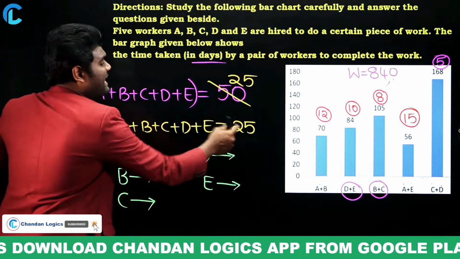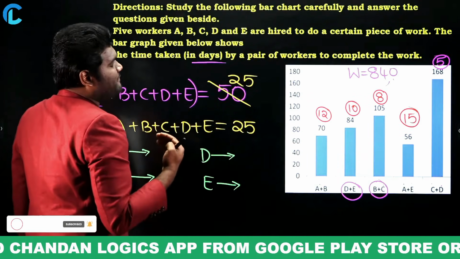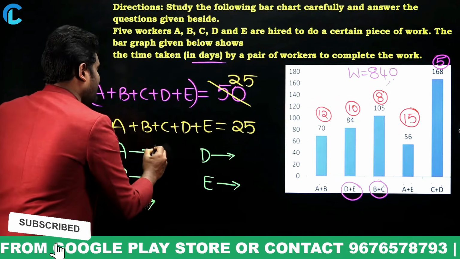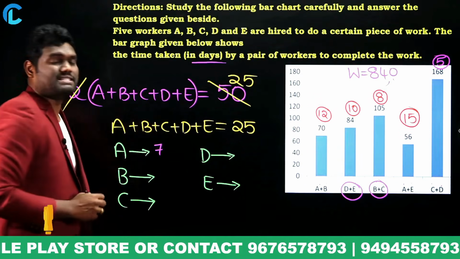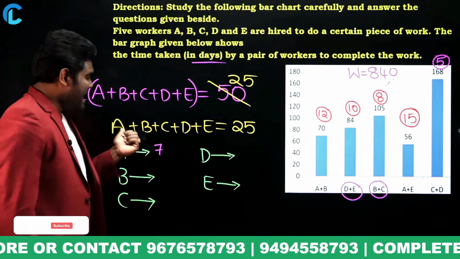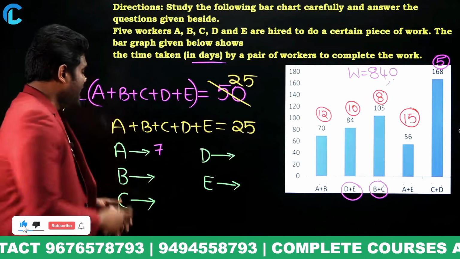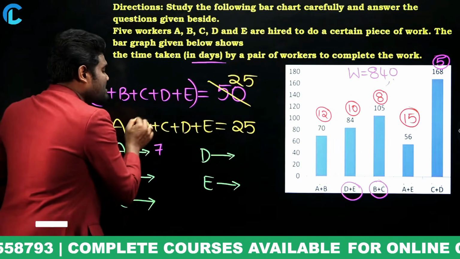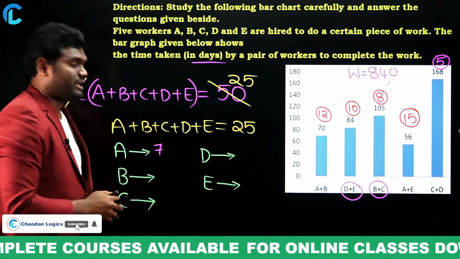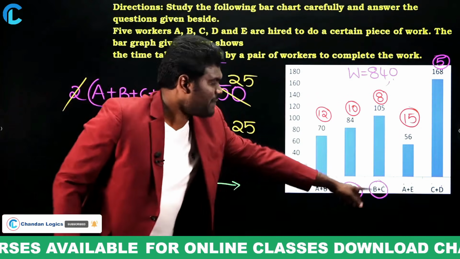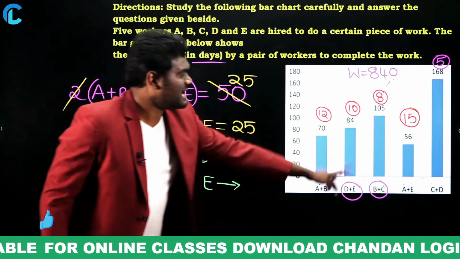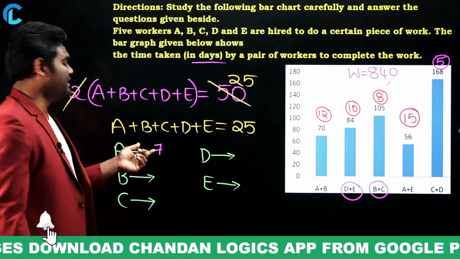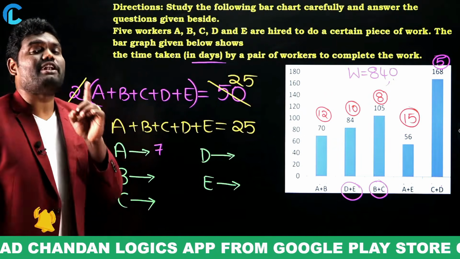From 25 if I subtract 18, A is going to be how much? A is going to be 7. Is that clear? Now if you observe here, A, B, C, D, E combined is 25. If I need to know A alone, I need to subtract B plus C plus D plus E. Then I'll know A alone. B plus C is how much? 8. D plus E is how much? 10. So 10 plus 8 means 18. From 25 if I subtract 18, I will get 7. So A's efficiency is 7 units per day.